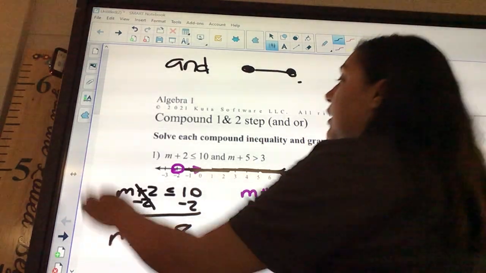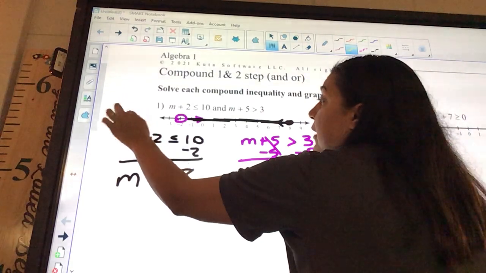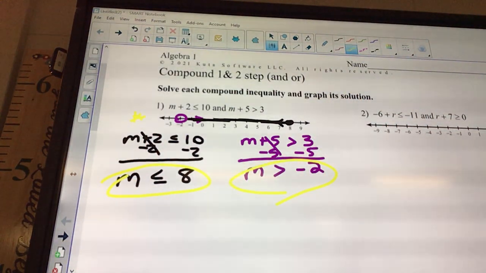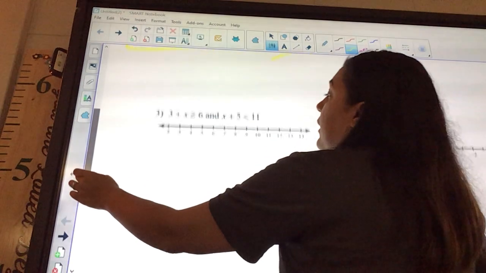Okay, and so this one is done. You need to have this on your graph, this graph, and both of these. You have to. Some of you guys just try to graph and not do this part. That's not optional.